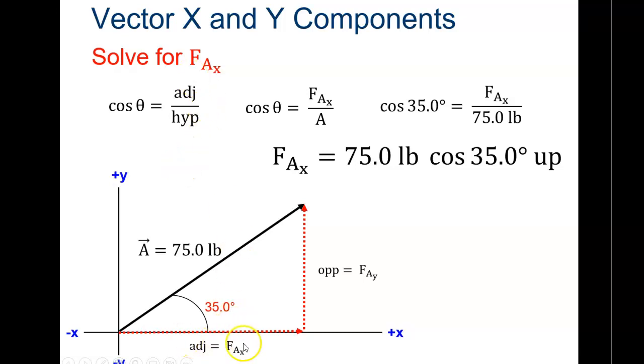So in order to find FAX, we're looking for this down here. We only have two things. We have the magnitude, 75, and we have the theta. The only thing that really works here is cosine. So let's consider why the others don't work.